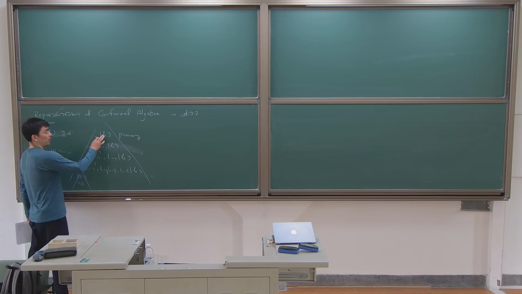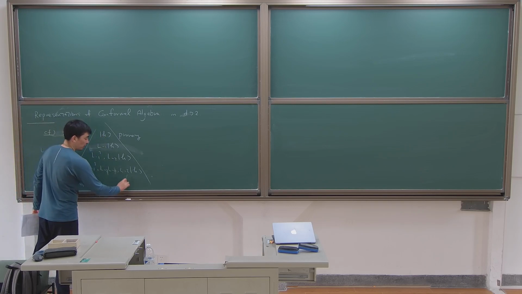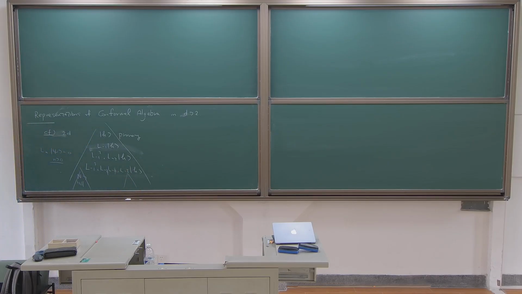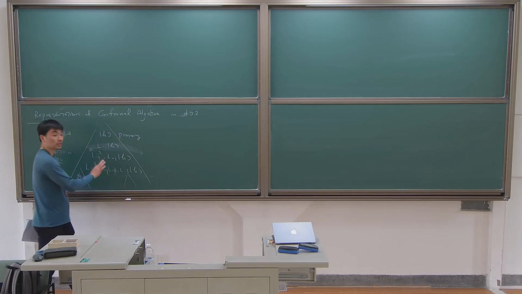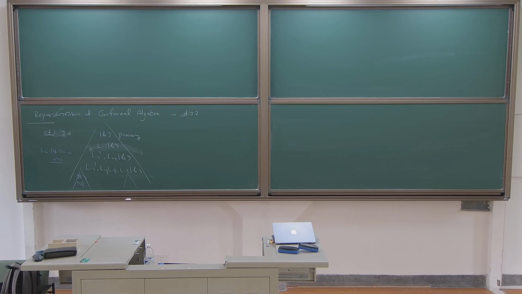Anyway, depending on the value of h, you encounter many singular vectors, and the positions of the singular vectors can be found from the Kac-Shapovalov matrix or Kac determinant. So that's what we did in 2D. But for high dimension, it's not infinite dimensional.